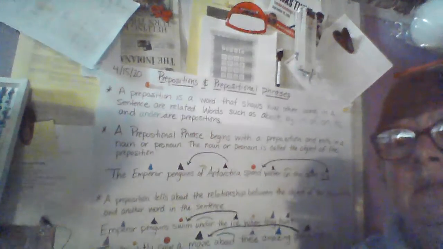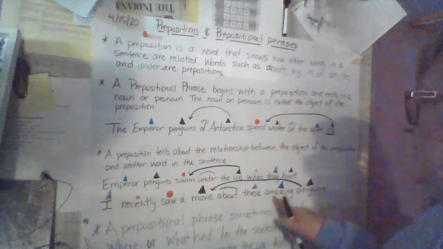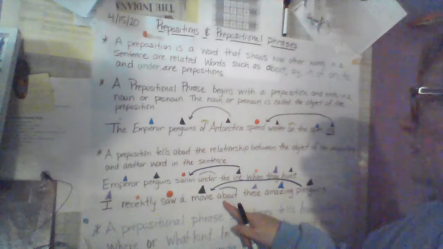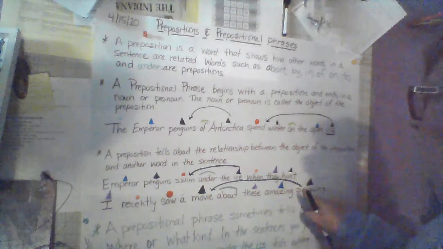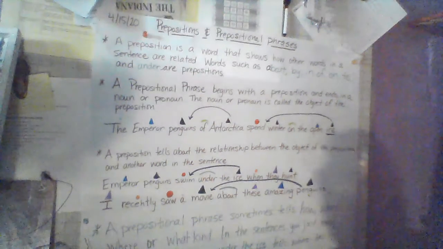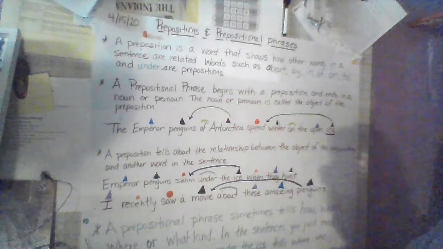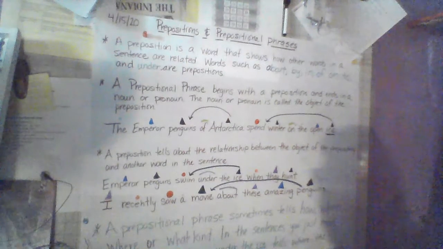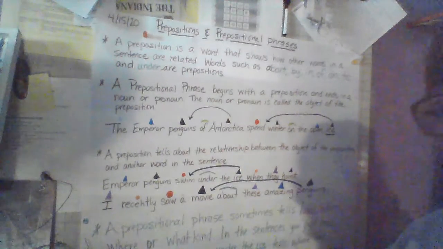I recently saw a movie about these amazing penguins. About these amazing penguins is our prepositional phrase. Penguins is our object of the preposition, and it tells about the movie. A prepositional phrase sometimes tells how, when, where, or what kind. In the sentences you just read, the prepositional phrase under the ice tells where the penguins swim. The prepositional phrase about the amazing penguins tells what kind of movie it was.